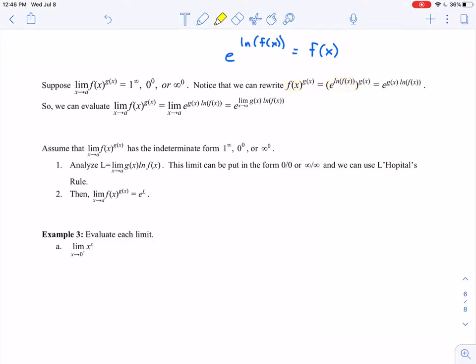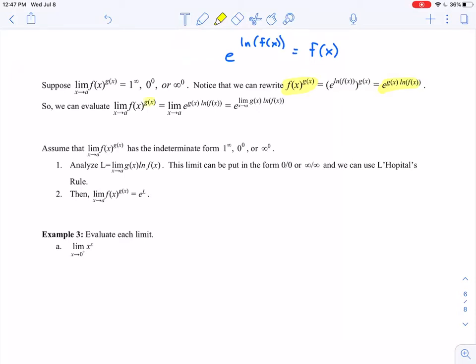So, if I look at the powers here, if I have a power raised to a power, I can then multiply those two powers. So I can rewrite that as e to the g of x times natural log of f of x. So the important part here is that this starting expression, that's what I'm looking at the limit of, I can rewrite as e to the g of x times natural log of f of x power.